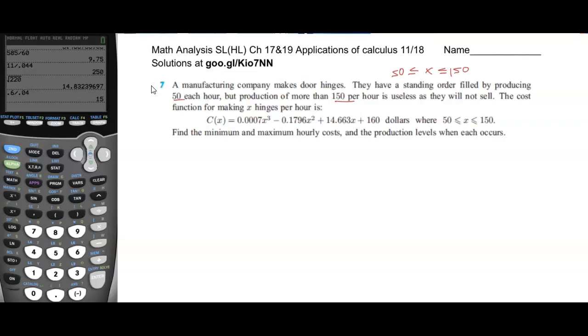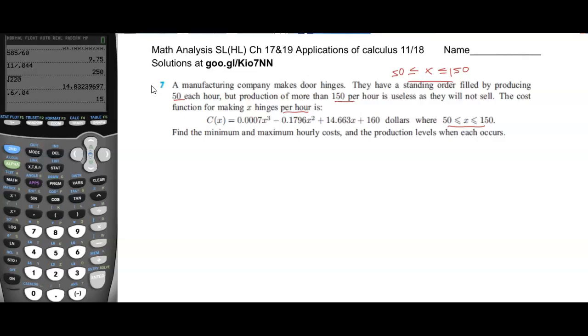Okay, the cost function for making x hinges per hour is given. This is a per hour cost, and the input is how many hinges they are making per hour. Find the minimum and maximum hourly costs and the production levels where each occurs.